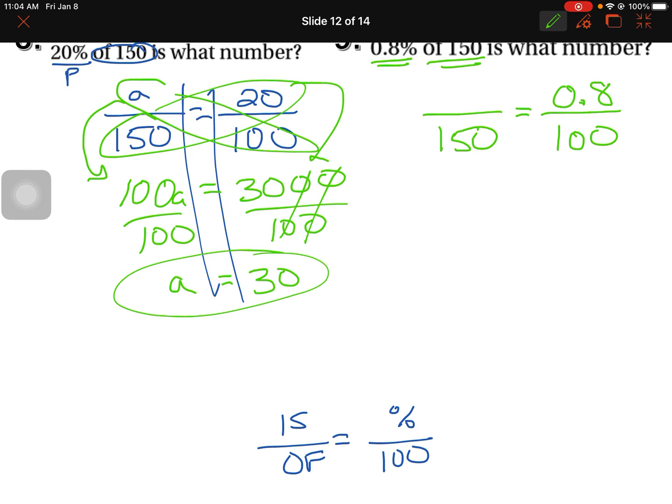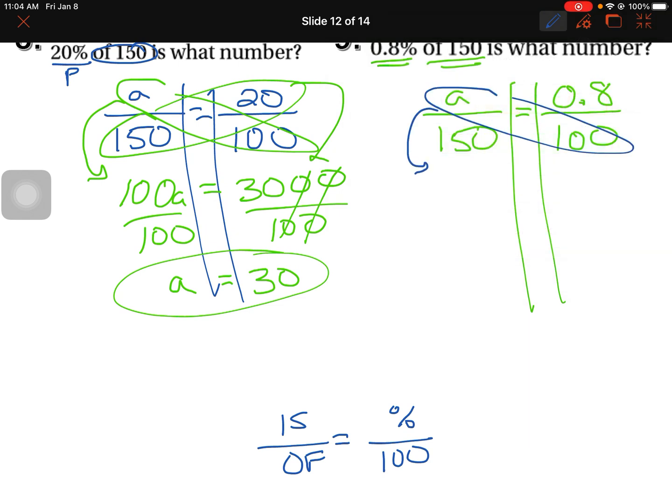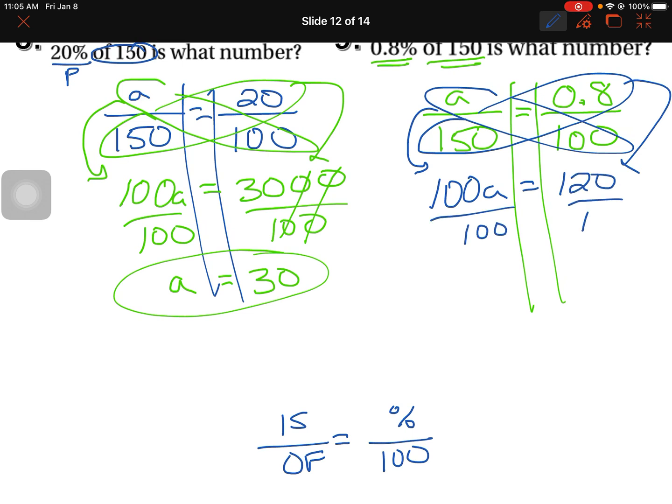So once again, same type of question as the last one. But you can see what happens since you have a percent less than 1. And we're missing our is, which is our a. So this time we're going to go ahead and do our cross products, and we have 100a. You're going to go ahead and do 150, and you get to use your wonderful calculator. This is why you guys should have one handy at all times this semester. And you get 120, and then you're going to divide both sides by 100, and that's going to give me a equals 1 2/10 for our answer.